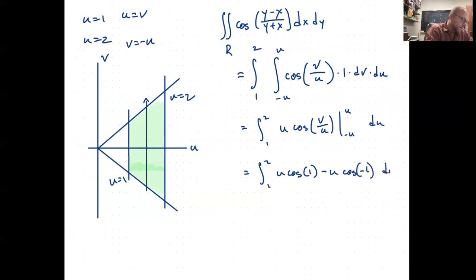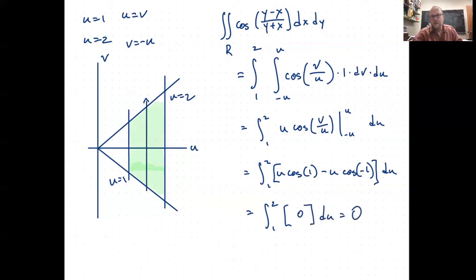All right. Now, here's something that you may or may not spot. Cosine is an even function. That means that the cosine of minus 1 is the same as the cosine of 1. So that means that we have here 0. And the integral of that's really easy. Okay, so that's what was going on with that.